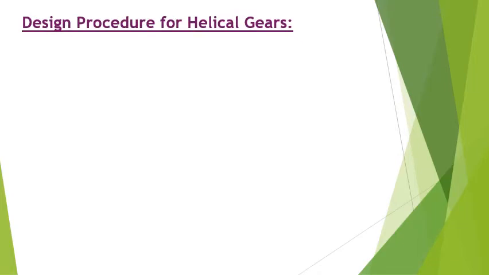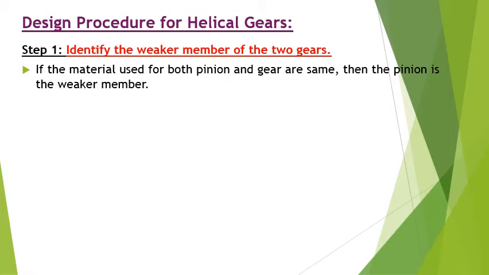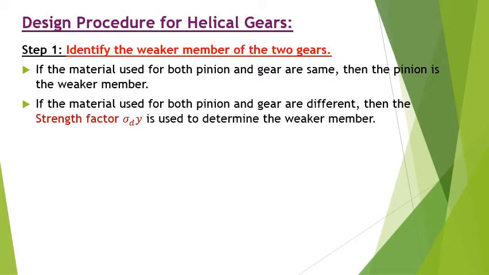Design procedure for helical gears. First step is to identify the weaker member between the pinion and the gear, as this procedure is similar to the one which we have used in spur gears. So if the material used for both pinion and gear are same, then the pinion will be the weaker member.